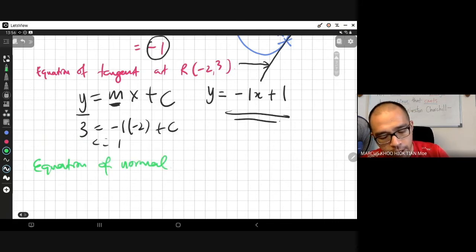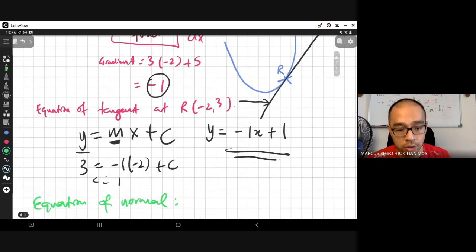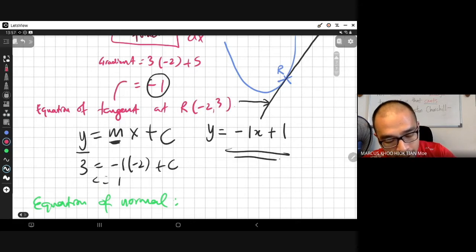Okay, if they ask you to calculate the equation of tangent, the first thing you do is you have to find the gradient, and then you use that gradient. But if you have to find the equation of normal, you have to use the gradient of the tangent. This -1 over here is known as the gradient of the tangent.